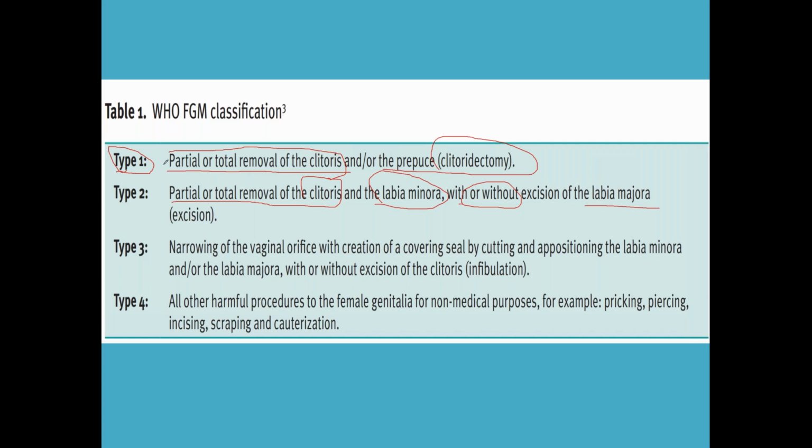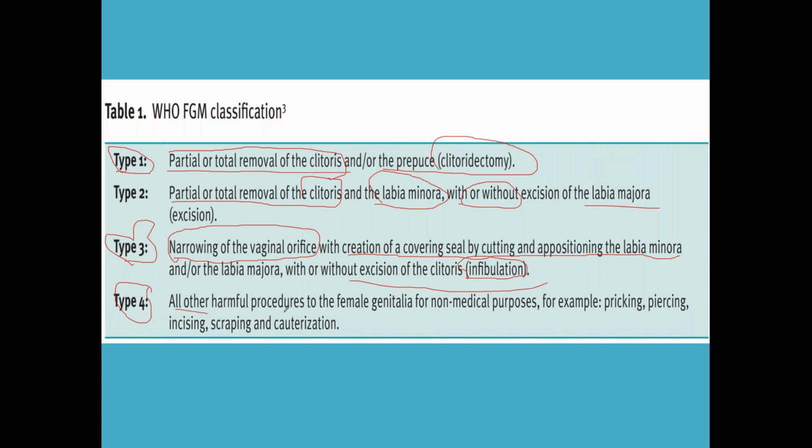So type 1 involves partial or total removal of the clitoris. Type 2 involves the clitoris and labia minora with or without excision of the labia majora. What about type 3? It is narrowing of the vaginal orifice with creation of a covering seal by cutting and appositioning the labia minora and/or labia majora, with or without excision of the clitoris. This is called infibulation, and this is type 3. What about type 4?